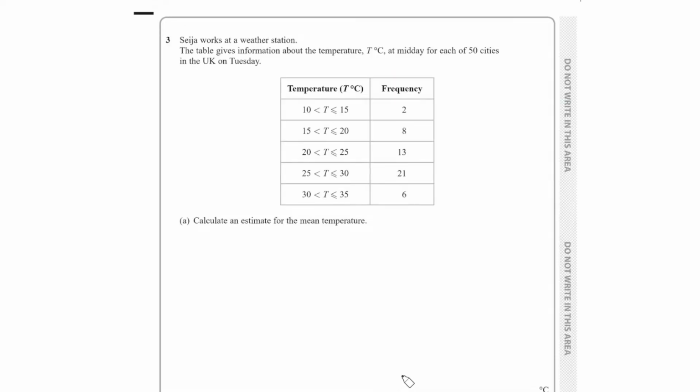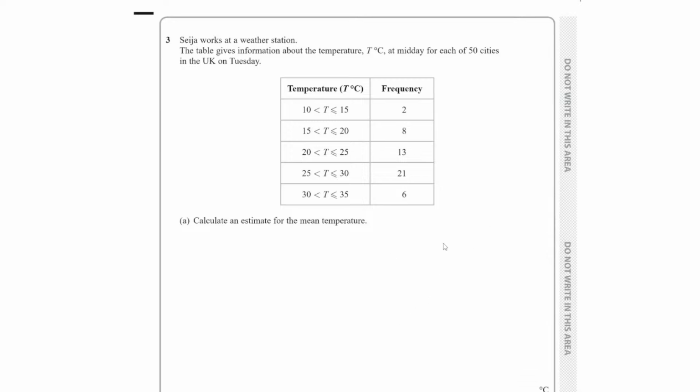Question number 3, Seja works at a weather station. The table gives information about the temperature, T in obviously Celsius, at midday for each of 50 cities in the UK on Tuesday. Calculate an estimate for the mean temperature. So this is a frequency table. As you can see, it says frequency. It's a frequency table. So the topic is mean from a frequency table.